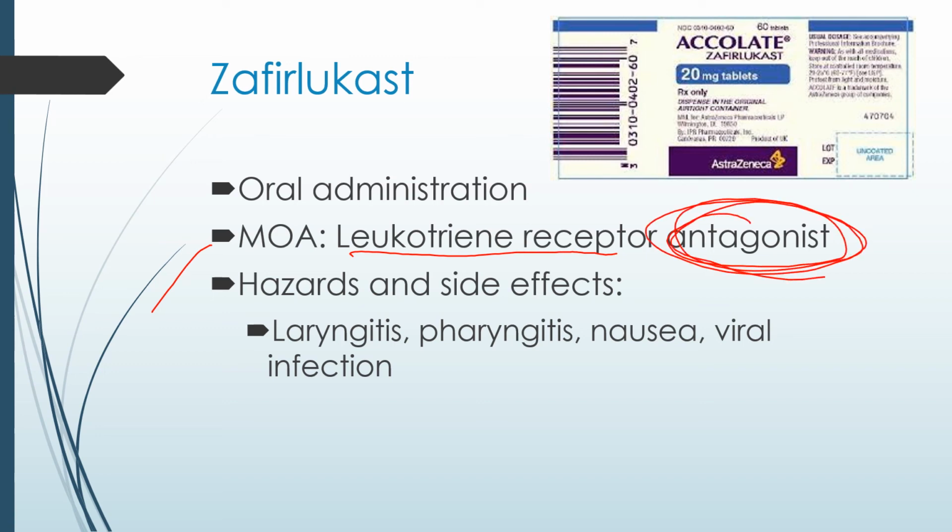Antagonist, right? Hopefully you're circling that. It's an antagonist, so it parks in that parking spot and it won't allow the leukotrienes to go any further. The big hazards and side effects would be things like laryngitis, pharyngitis. Nausea is very common with a lot of drugs that we're talking about here, and they could be more prone to viral infections as well. But remember how their mode of action works. That does make sense that you would see these side effects.